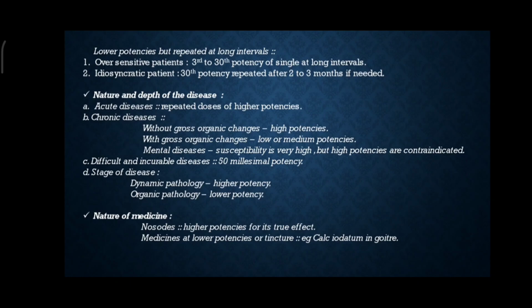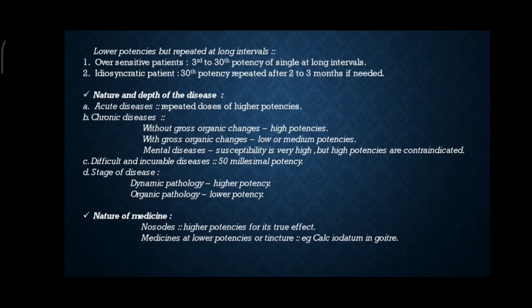Lower potencies, which are repeated at frequent doses, are best adapted for persons who are very phlegmatic and sluggish, and those who possess great muscular power but who require a powerful stimulus to excite them. Lower potencies, which are repeated at long intervals, are adapted for persons who are very oversensitive and idiosyncratic. Oversensitive patients require very low potencies, that is, 3rd to 30th potency, a single dose at a time with long intervals.